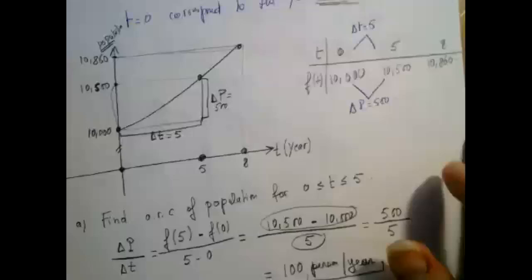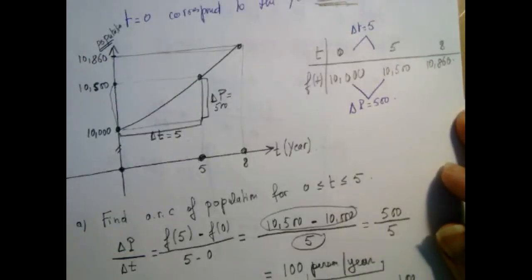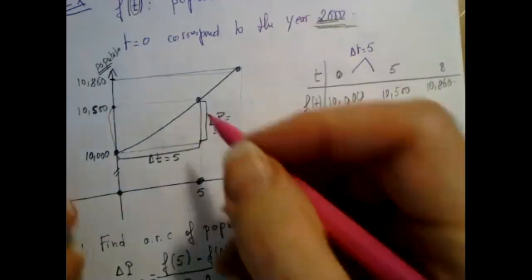What's the unit, Matt? 120 what? 120 people a year. Right, 120 people per year. So let us see again.